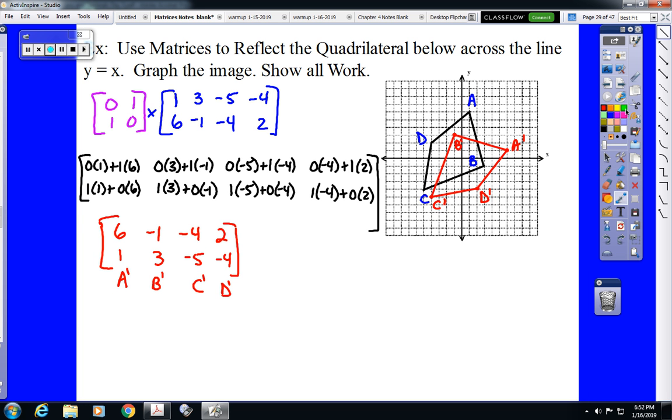Now for those of you that are having trouble visualizing this, I'm going to draw in the line y equals x. That is the line with a slope of 1 that passes through the origin. You'll notice that each point is a mirror image across the green line. That's what we mean when we say reflection. So A and A prime are in the same location on opposite sides of the green line. That does it for reflections.